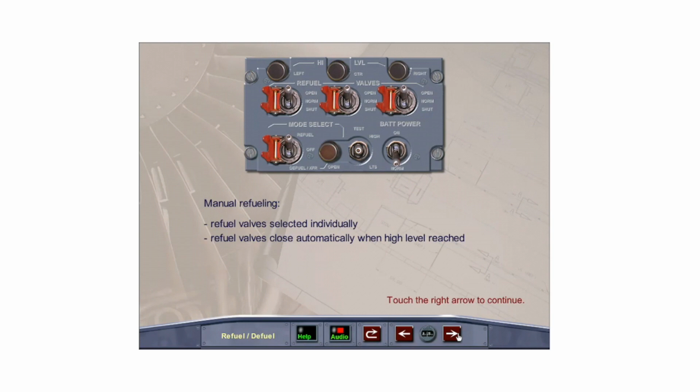Manual refueling is accomplished by selecting the refuel valves to open individually as required. The selector switches must be placed to shut when the desired fuel quantity has been reached in each tank. Remember, the wing tanks must be full if fuel is to be loaded in the center tank. High-level sensors will still close the refuel valves when the tanks become full.